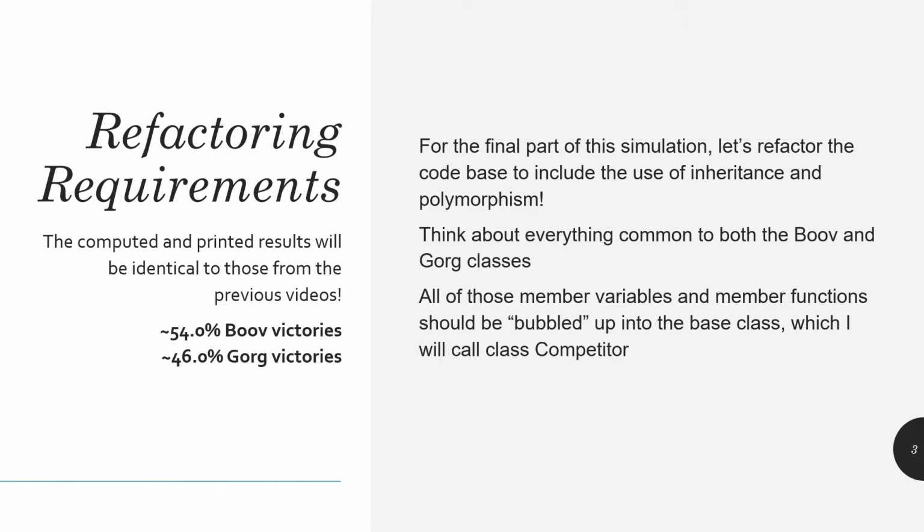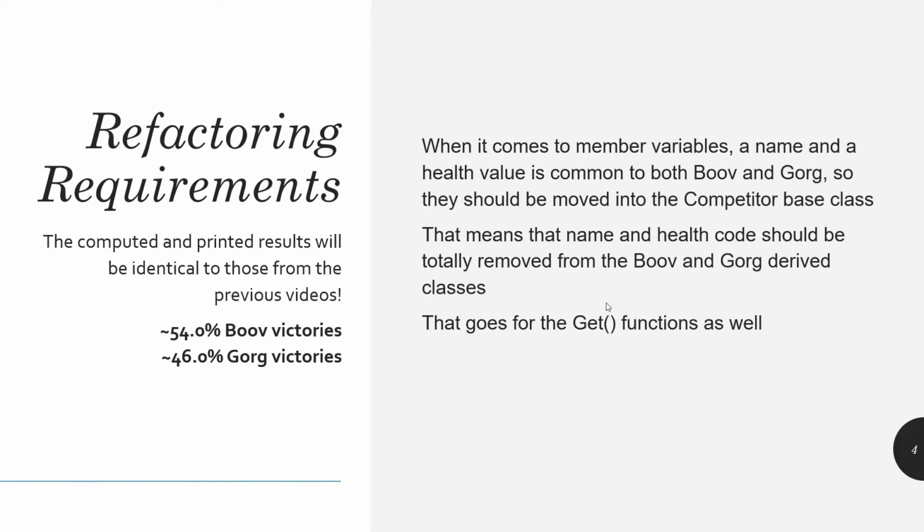And that's where we get the differences between normal member functions and virtual functions, as we will see in however long this video takes us to get through. So the competitor class is going to be the base class, the boov and the gorg are going to be the derived classes.